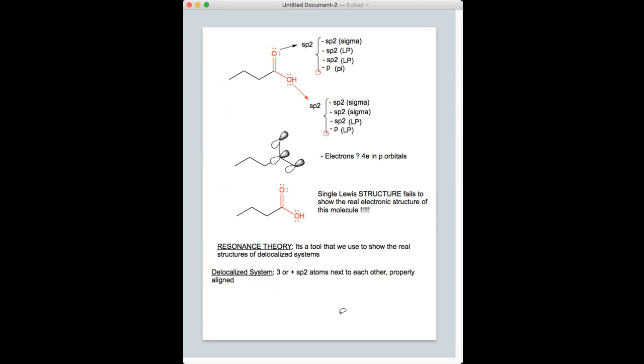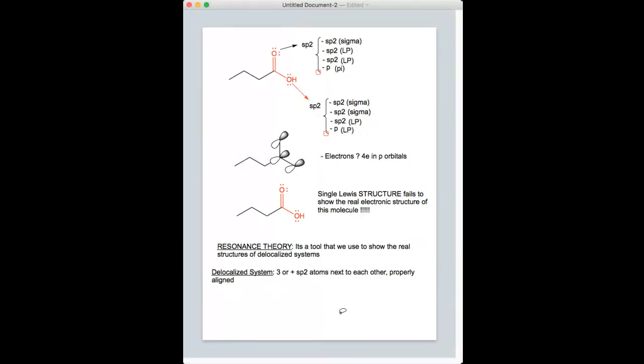And in that case, just one Lewis structure is not good enough to show the real structure of that molecule. It fails. So we need to come up with a solution for that problem, and that is resonance theory. And what exactly is the solution? Instead of one, we're going to use several Lewis structures to show the real structure of that molecule. And we are going to say that the real structure is a hybrid of all these Lewis structures. Okay?